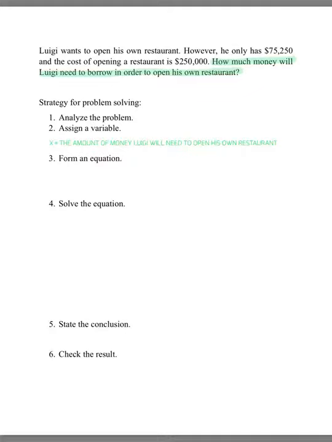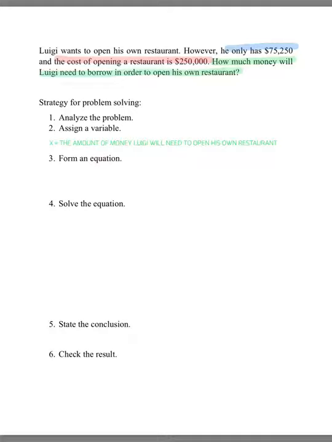So now let's see what other information we can extract from the words given. We know he only has $75,250. That's the amount he currently has right now. And we also know the cost of opening a restaurant is $250,000. So I'm going to go ahead and draw a number line to represent our current information.